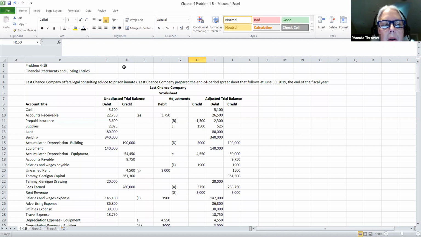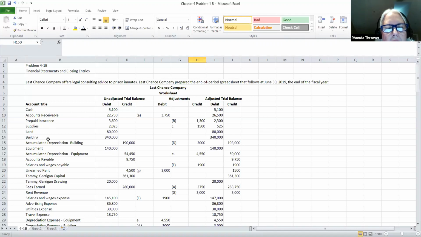So we've got this company called Last Chance. And what they've shown you in this problem is what we call a worksheet or a spreadsheet. A worksheet or a spreadsheet is a tool that we can use to help us to prepare our financial statements. You can prepare a worksheet if you want to at the end of the accounting period after you've completed your adjusting entries. And this is what a spreadsheet or a worksheet would look like.